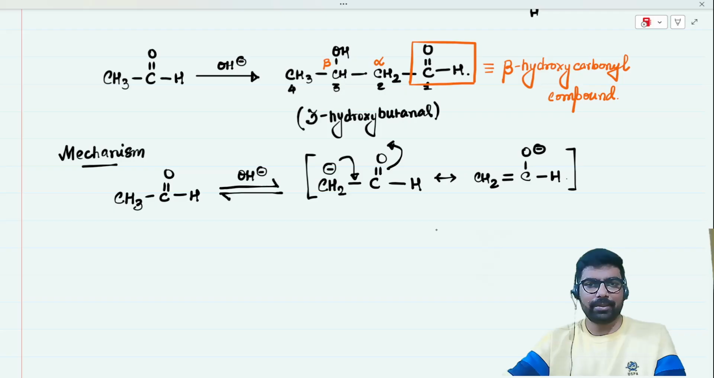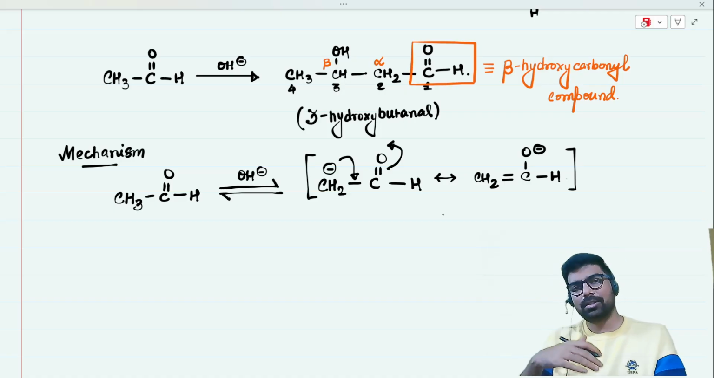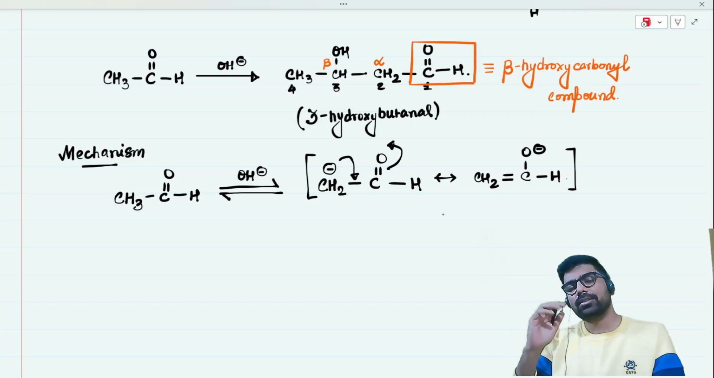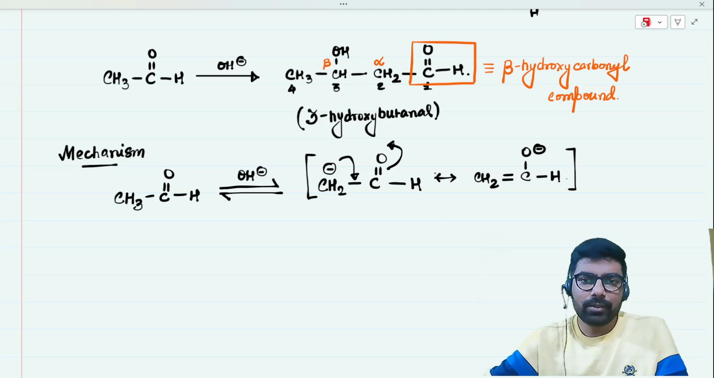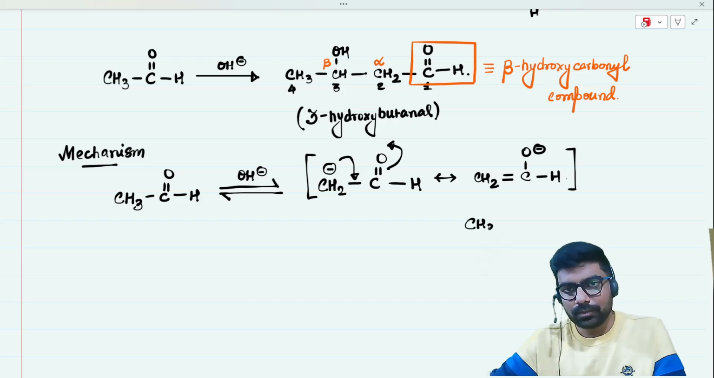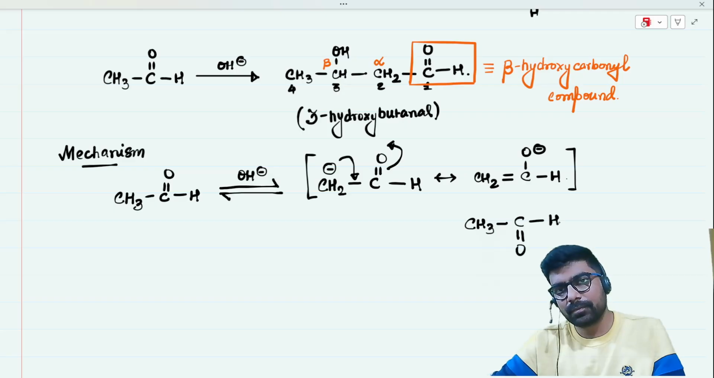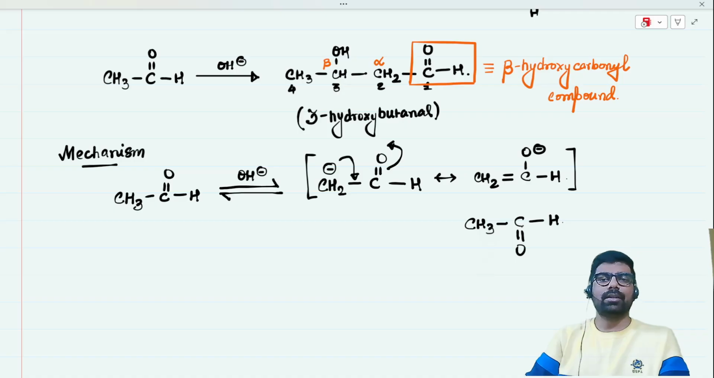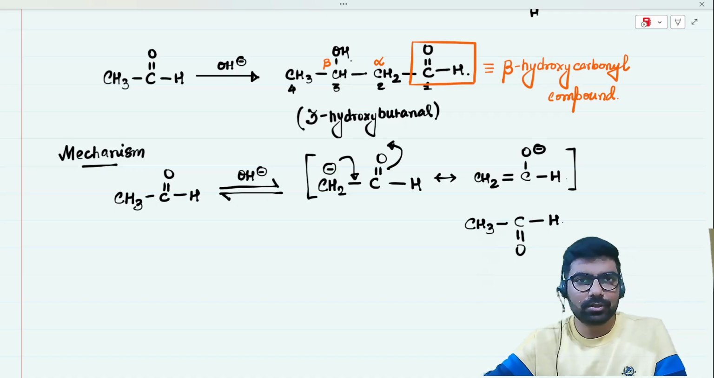Now in the reaction medium, there is never a single molecule. For example, let's say I have taken 1 mole of acetaldehyde. So 1 mole means Avogadro number of molecules are there, 6.023 into 10 to the power 23 molecules. So there will be unreacted acetaldehyde molecules also. Right? There will be unreacted acetaldehyde molecules also.